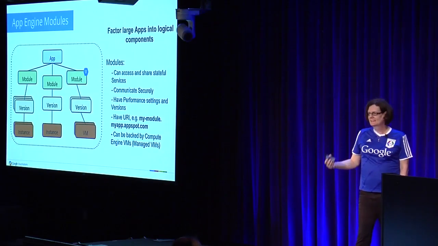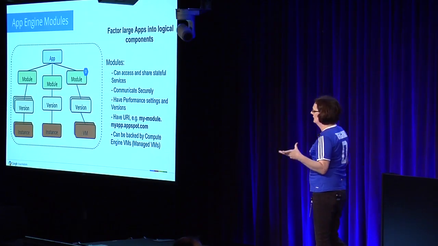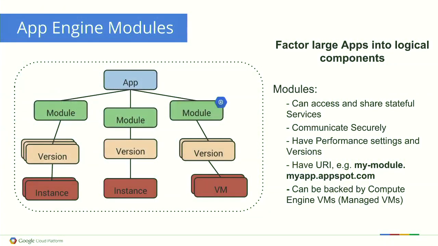So we did touch on the idea of modular development for applications earlier, and this is also really, really important. This allows us to effectively take a large monolithic application and factor it out into small logical components called modules. And modules are at the top level of App Engine.